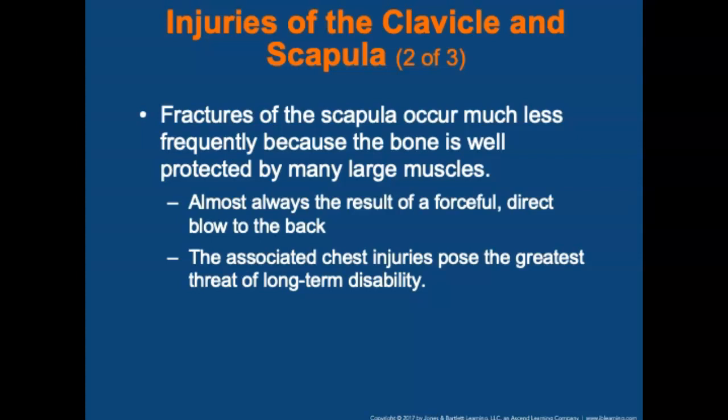It is associated with chest injuries, and usually it is not the fractured scapula itself that poses the greatest threat of long-term disability. Abrasions, contusions, and significant swelling may occur, and the patient will often limit use of that arm because of the pain at that fractured site.